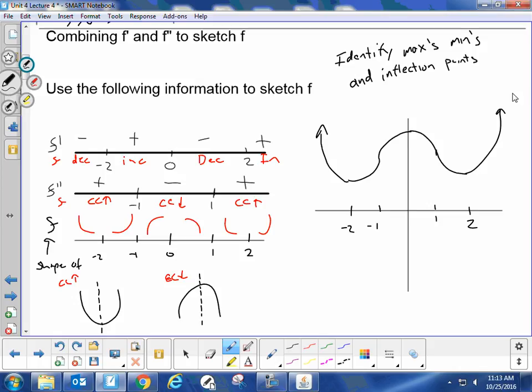It's just the shape. We don't know what the y location is, but we know at -1 there's a point of inflection, at 1 there's a point of inflection, 2's are max, 2's are min, 0's a max. All of that, you don't have to sketch the graph of f to understand. You can just be looking at this to know this is a min, max, min, point of inflection.